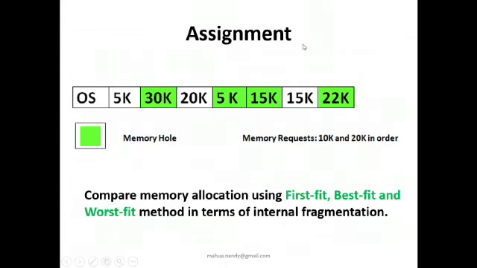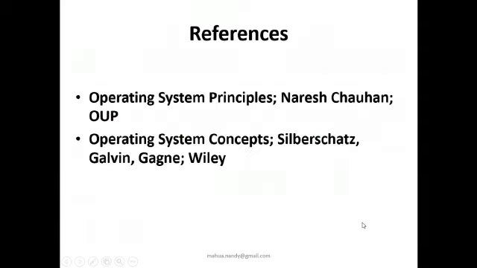One similar assignment is given over here. This is the initial scenario and the memory requests are 10K and 20K in order. Compare memory allocation using first fit, best fit and worst fit method in terms of internal fragmentation.